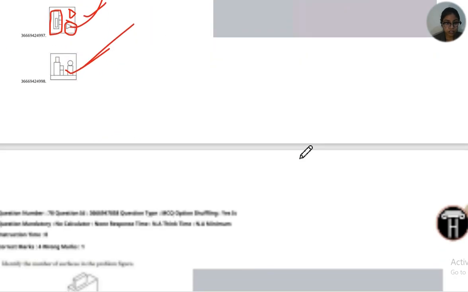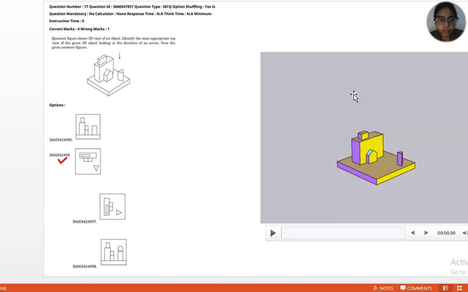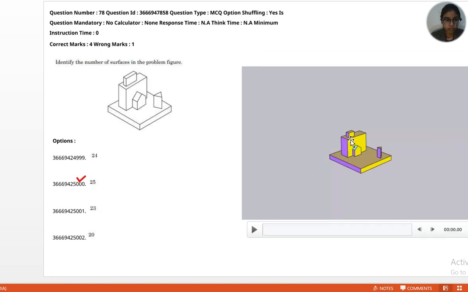Fine. Next question is the same question, but you have to count the number of surfaces. Okay, so let's start. First count with the blue ones. 1, 2, 3, 4, 5, 6, 7, 8, 9, 10, 11, 12, 13, 14, 15, 16, 17, 18, 19, 20, 21, 22, 23, 24 and 25. Total we will have 25.